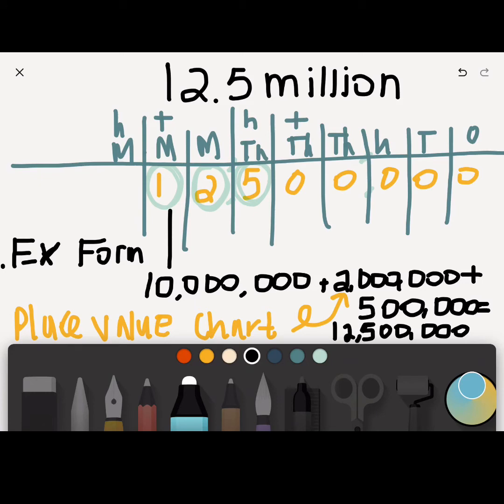Okay, and this is what it looks like to put our number in expanded form. I have 10 million plus 2 million plus 500,000 equals 12,500,000. I have my 1 in my 10 million place, my 2 in my millions place, and the 5 in the 100,000s place. And this is how you can use your place value chart to put a number in expanded form.